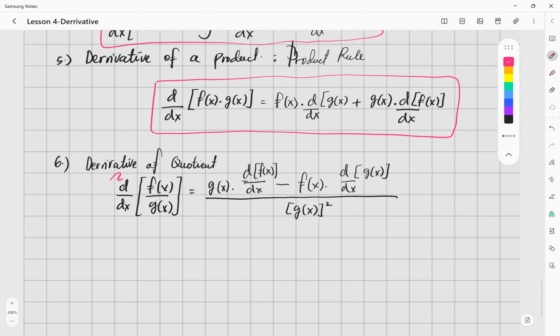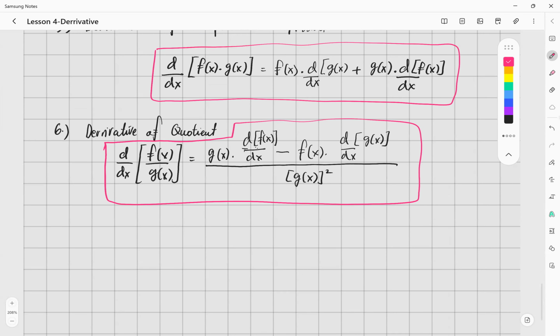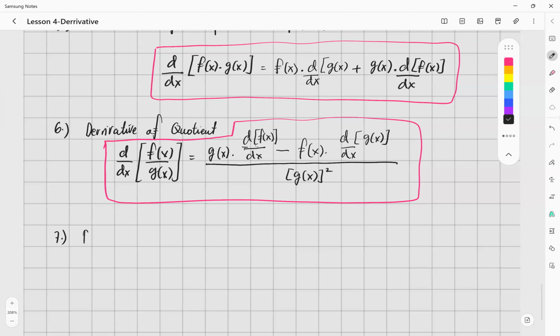Okay, so this is another formula. You can look at this formula later. You don't have to memorize this, so don't worry about memorizing this. Okay, the next one is called the derivative of a composition, or what we call the chain rule.